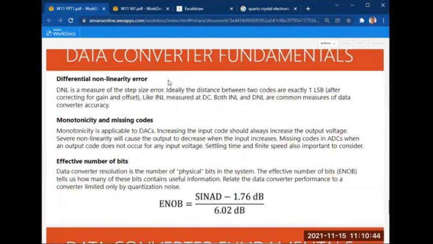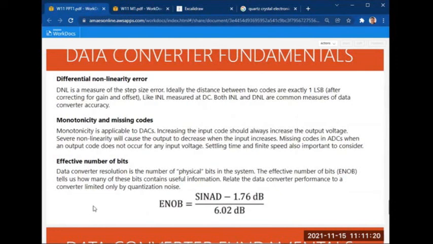Okay. Next, we have monotonicity and missing codes. Monotonicity is applicable to digital to analog converters. Increasing the input code should always increase the output voltage. Severe nonlinearity will cause the output to decrease when the input increases. Missing codes occur in ADCs when an output code does not occur for any input voltage. Settling time and finite speed are also important to consider. Next, we have effective number of bits.